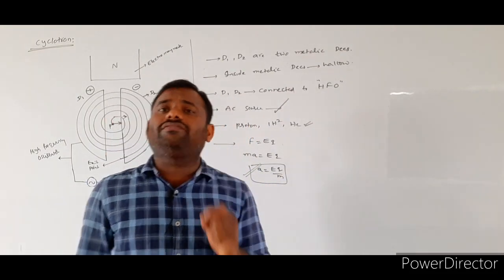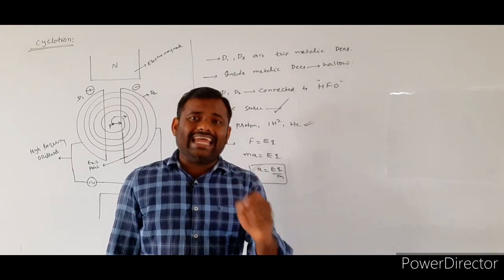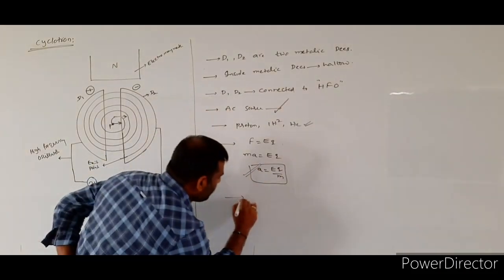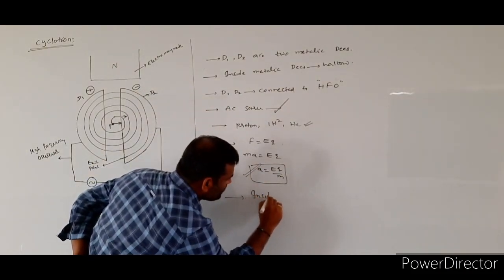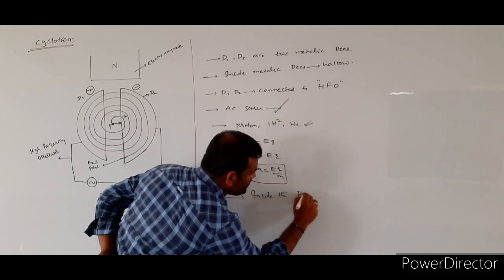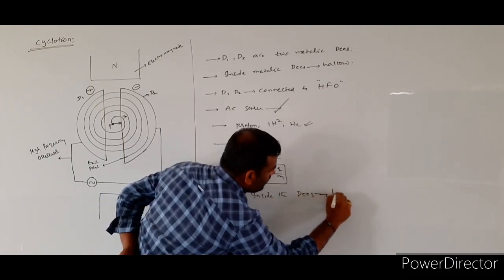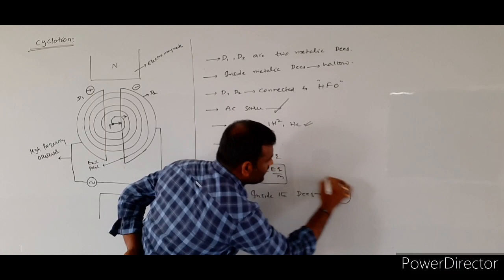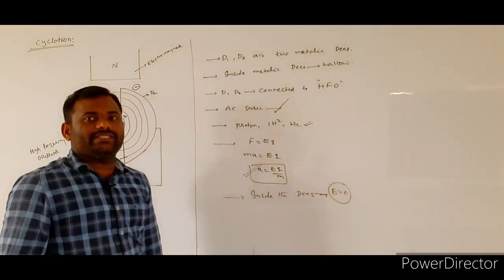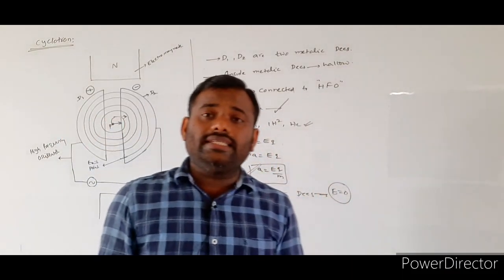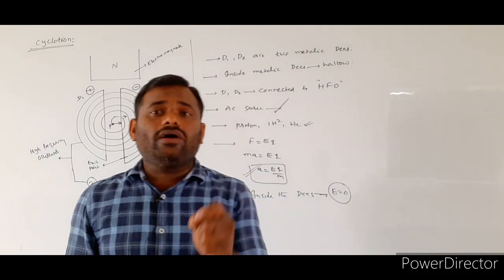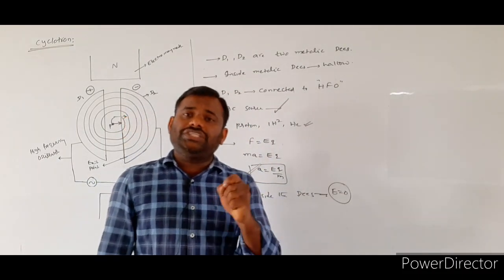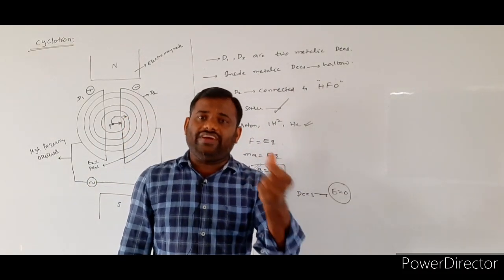What is the meaning of shielding? Inside the disc, electric field intensity does not exist. How are the metallic discs constructed? The metallic discs are shielded off from the electric field.